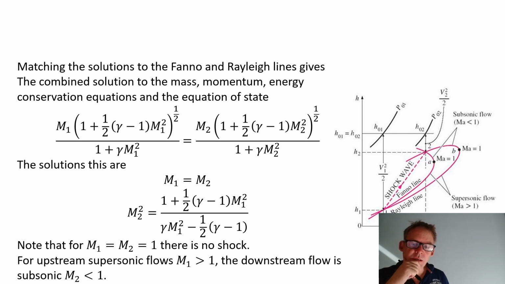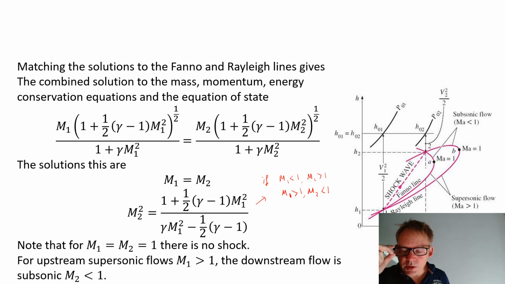What this means is that if there is a solution where the Mach number upstream is, just write this down. So this second thing is quite important. It says if M1 is less than 1, then M2 is bigger than 1, and if M1 is bigger than 1, M2 is less than 1.